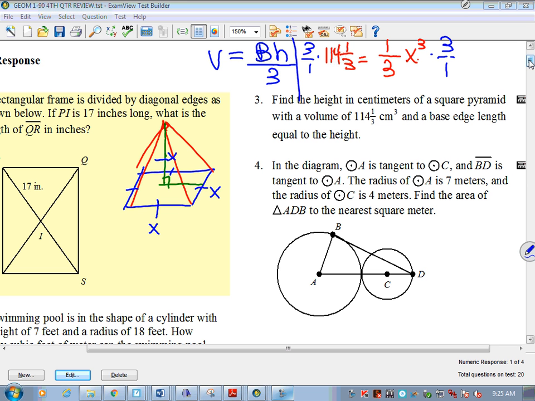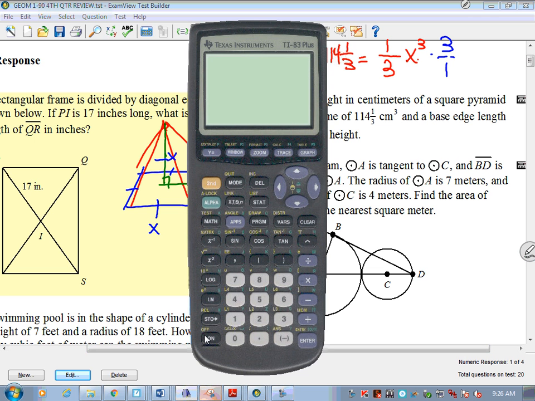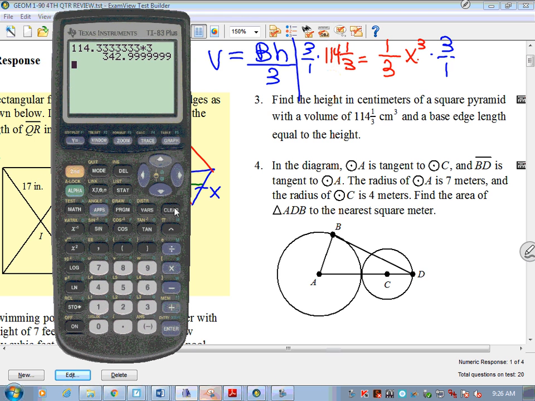Now, in terms of writing 1/3 in our calculator, let's check this. Can I just do this? Can I write 114.33333 times 3? Will that work? Is that the same as 1/3? No, it's not. We want to be as exact as we possibly can, which means I'm going to do this.